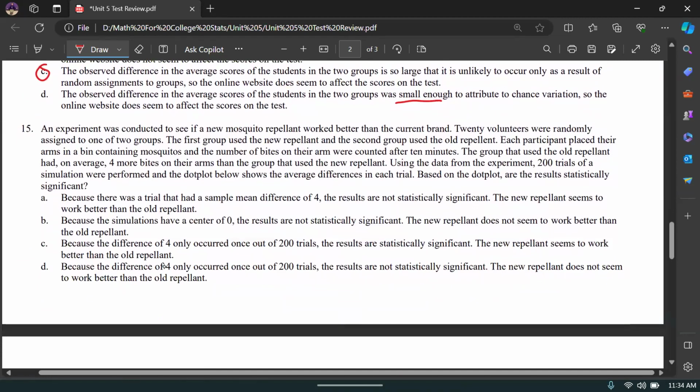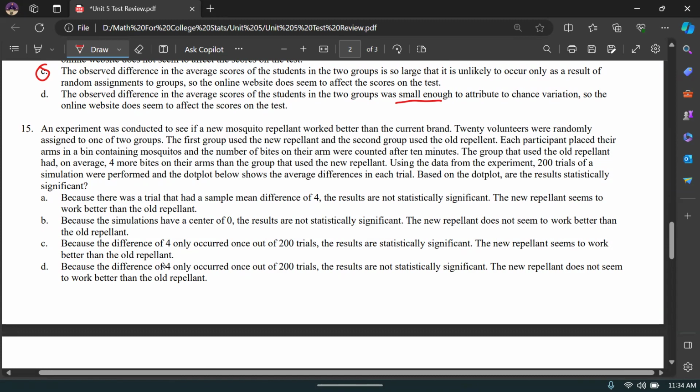And then I'm going to end it on this one. We'll end up with part 2 later on with the free response questions. But for the last multiple choice question, here we go. An experiment was conducted to see if a new mosquito repellent worked better than the current brand. 20 volunteers were randomly assigned to one of two groups. The first group used the new repellent, and the second group used the old repellent. Each participant placed their arms in a bin containing mosquitoes, and the number of bites on their arms were counted after 10 minutes. That seems awful.